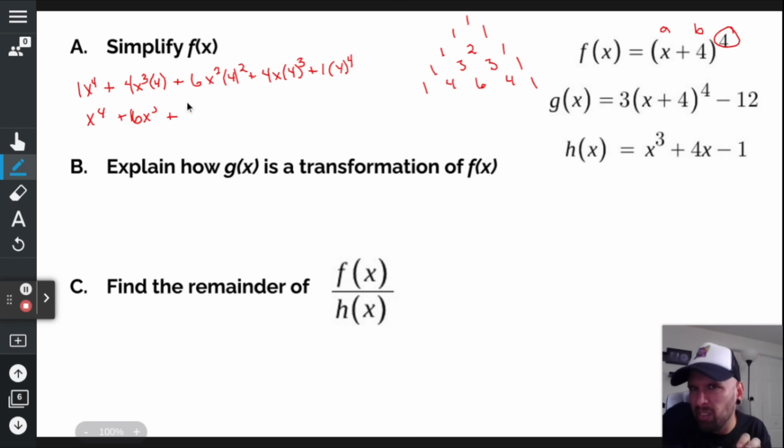16 times 6. I'm going to cheat. 16 times 6, it's 96. It's 96 x squared, plus 4 times 4 times 4 times 4. That would be 256. And then the same thing.